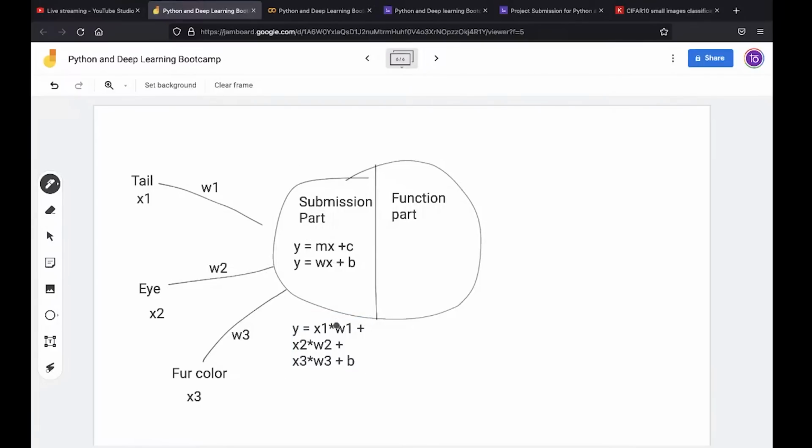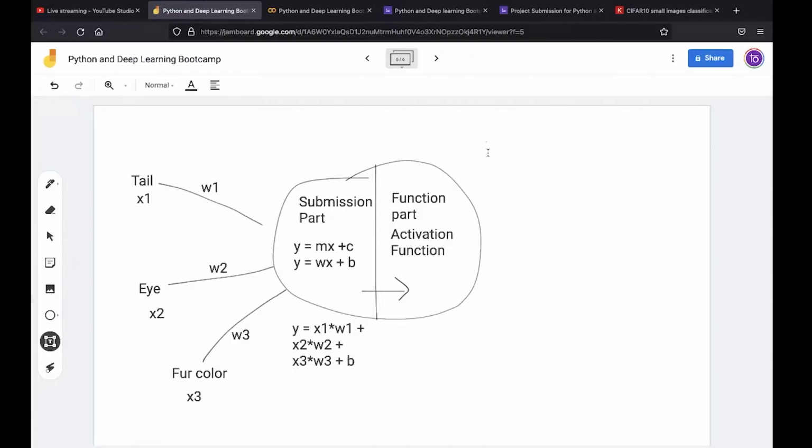When the summation part is done, the y value is going to pass on to the function part. This function part is known as the activation function. Over here we use the activation function. Okay, now what is the activation function? This activation function will tell us whether this is a dog or a cat. So the decision making happens in the activation function.